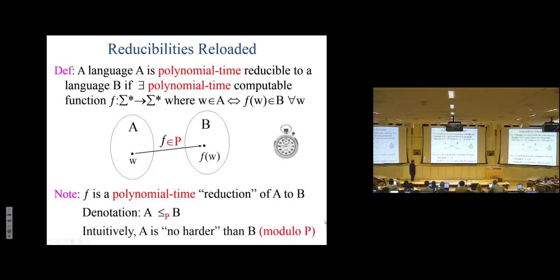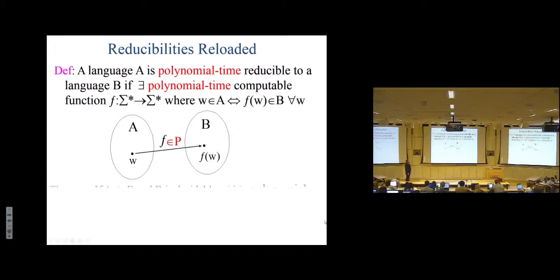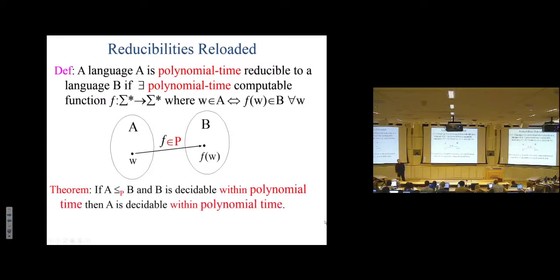So we say A reduces to B with a little p here, which means it's in polynomial time. Before, we didn't have this p here. Now, we do. And intuitively, we're saying that A is not harder than B modulo some polynomial, any polynomial time. And we can immediately start proving theorems. We can say that if A polynomially reduces to B, and B is decidable in polynomial time, then so is A, decidable in polynomial time.